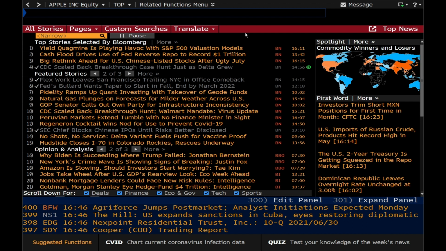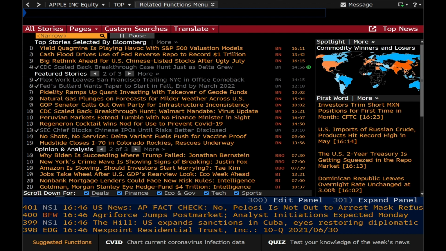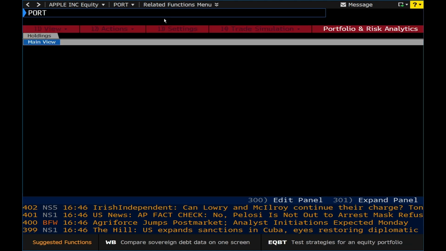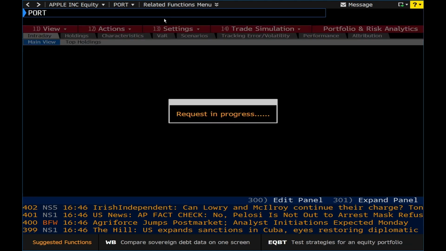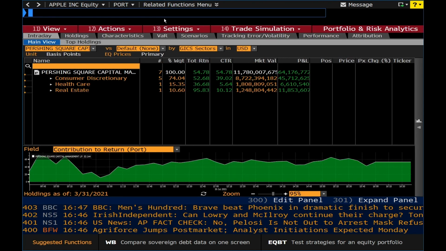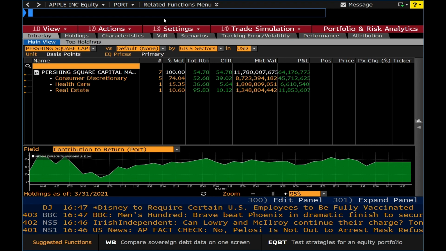So I think the best way to really familiarize ourselves with the port function is to go to the port function. So we'll do that now. I'll type in port, hit enter on my keyboard. And I've pulled up a sample portfolio here for Pershing Square Capital Management. Full disclosure, I have no affiliation with Pershing Square. I have no affiliation with the portfolio manager, Bill Ackman.